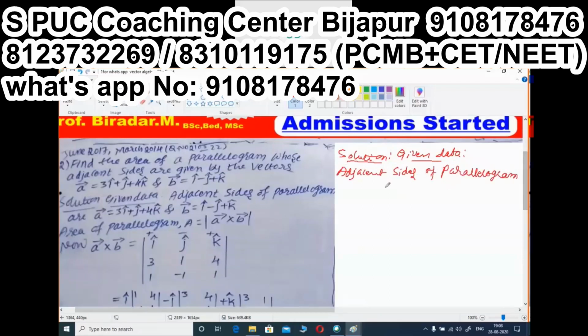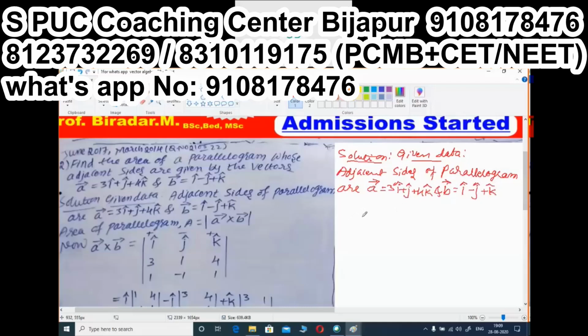The adjacent sides of a parallelogram are given in vector form. One adjacent side is A vector equals 3i cap plus j cap plus 4k cap, and the other adjacent side is B vector, which is i cap minus j cap plus k cap. These two are the vector forms of the adjacent sides of the parallelogram.